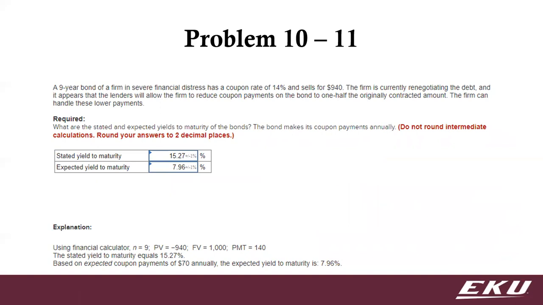Okay. This next one, again, is using the financial calculator. But yeah, so you have the information as presented here. They give us a coupon. They tell us what the current price is. We assume that the par value is 1,000 unless told otherwise. Right, and then it's annual, so the 9 years you're just going to use as 9. So yeah, that's the stated yield to maturity versus our actual yield to maturity.